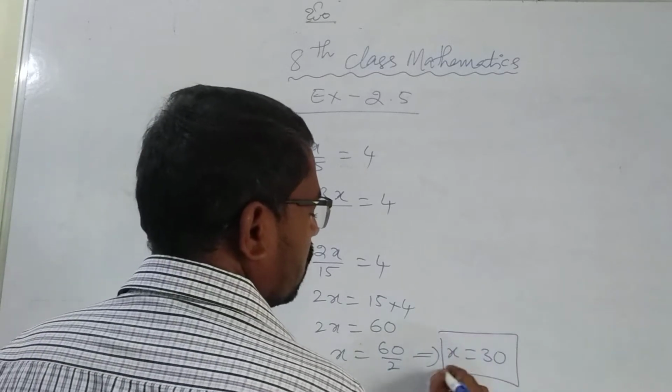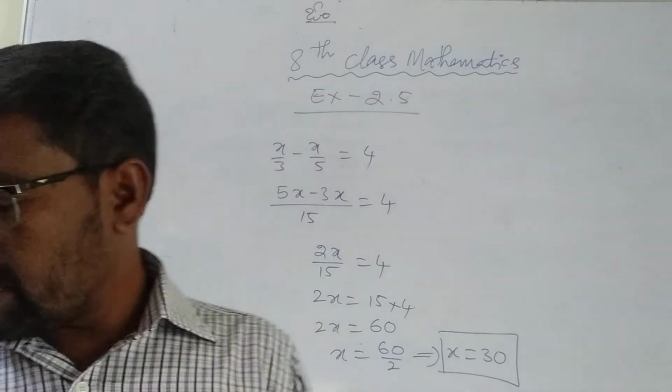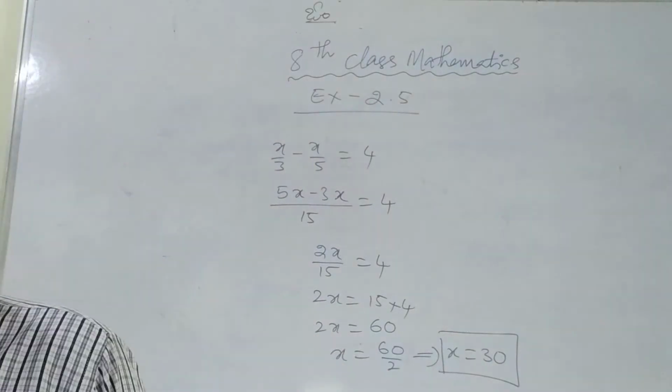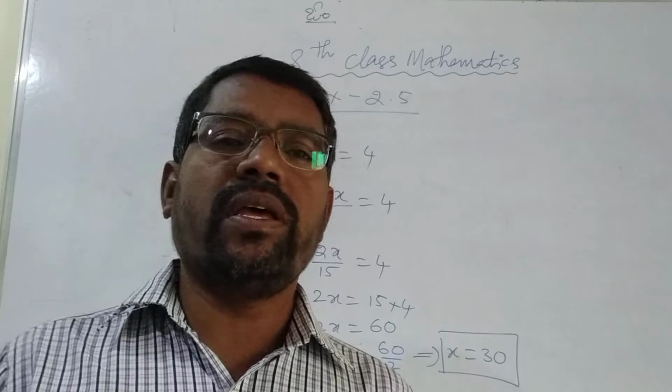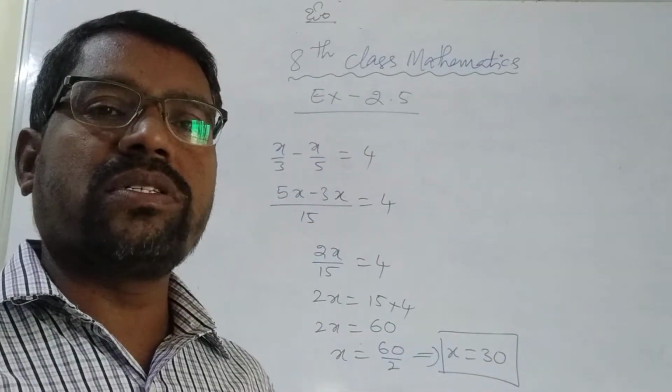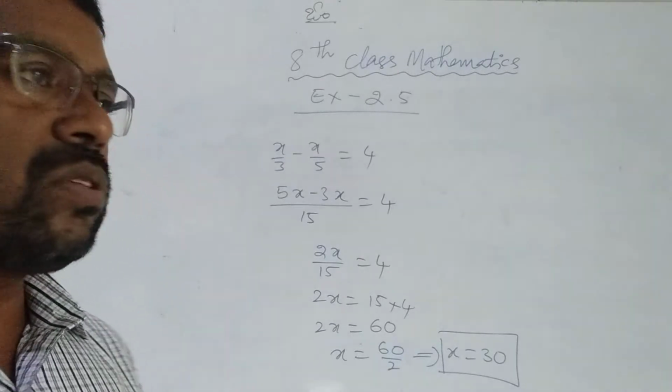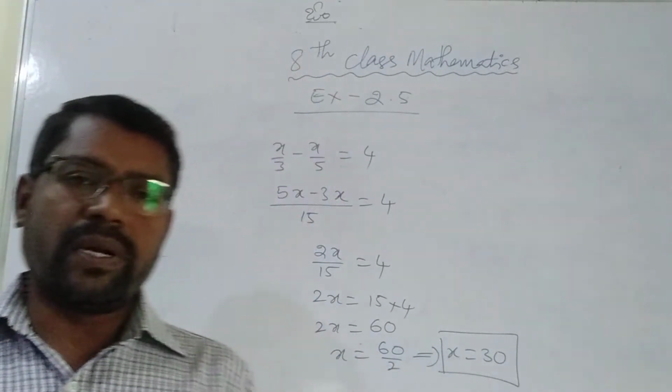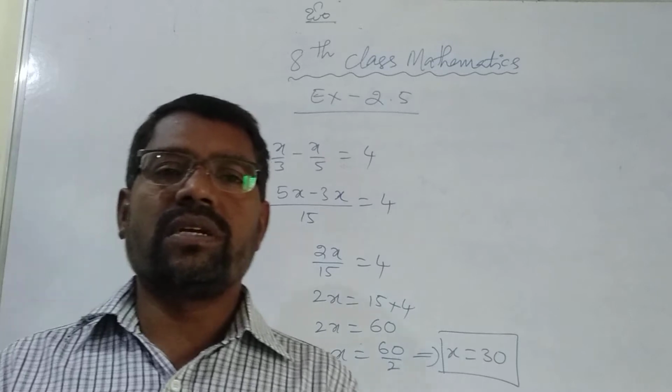This is our solution. He is asking what number is that? That number, that is x, the x value is equal to 30. Like this we have to solve the verbal problems. That is, we have to see those verbal things.